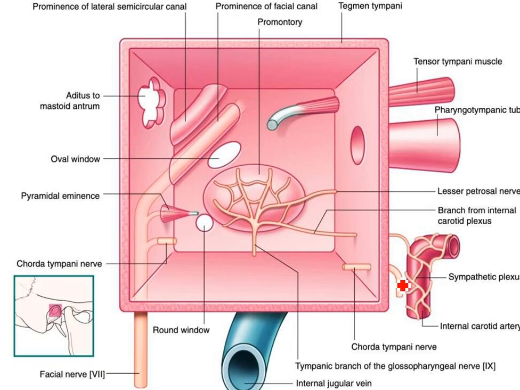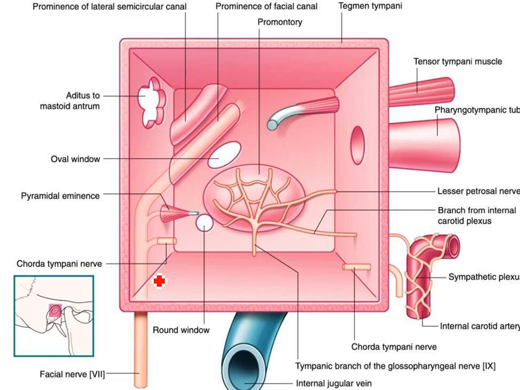So the posterior wall also has an opening of the mastoid antrum. The mastoid antrum is behind. As you can see from this picture, the mastoid antrum is located posteriorly, and there is an opening to the mastoid antrum, also located at the posterior wall.